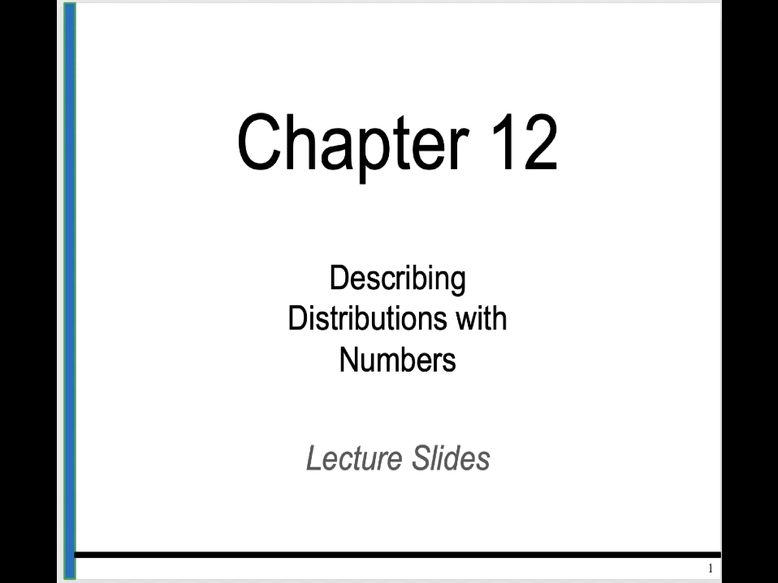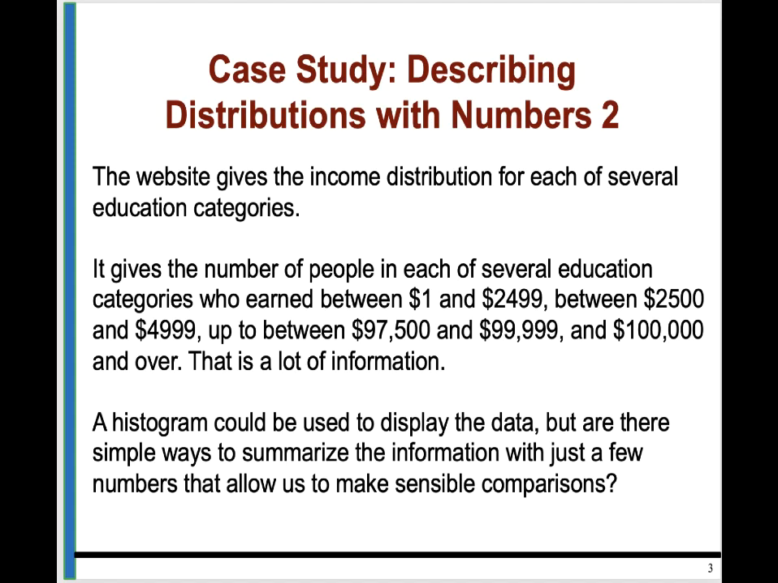Well, we can go to something like the Census Bureau and we can find out for 2013 the total incomes of 136,641,000 people aged 25 and older, and we can compare that based on their education level. We see the total number of people in several education categories, and it's split from $1 to $2,499, then $2,500 to $4,999, and so on. So there's an awful lot of information.